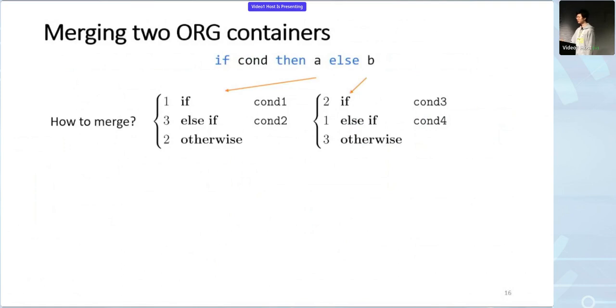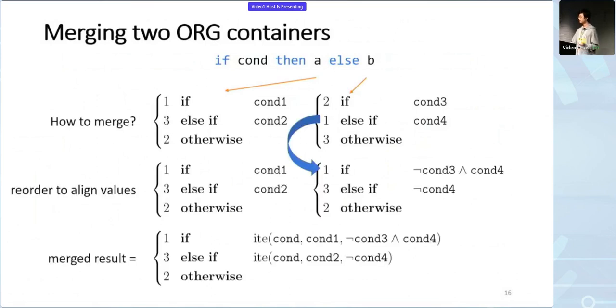To answer this, let's think about the merging of two OG containers. For this simple program, we assume that A and B are represented by the following two OG containers. So how do we merge them? It turns out that in the result, there can be only one order of the values, and we need to reorder the values in at least one OG container to align the values.